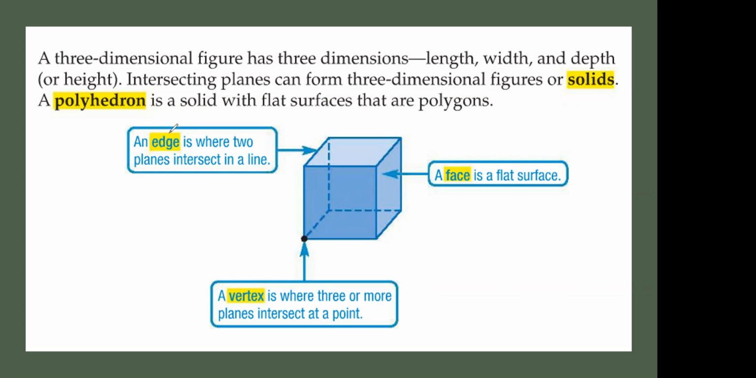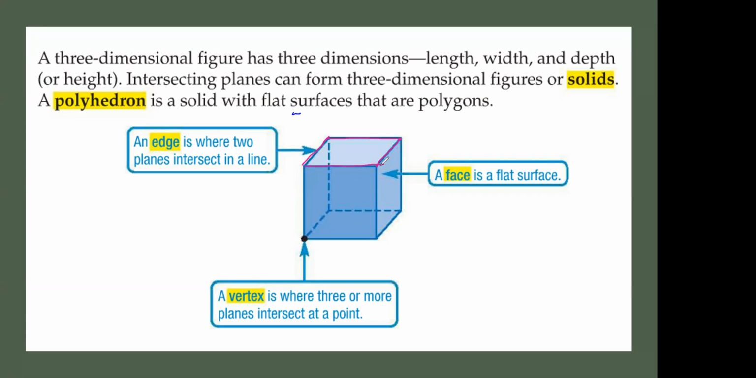So you need to know what an edge is, and that is where two planes intersect in a line. So looking here, like this would be an edge right here. All of these would be edges like this. Each line basically would be an edge, okay?